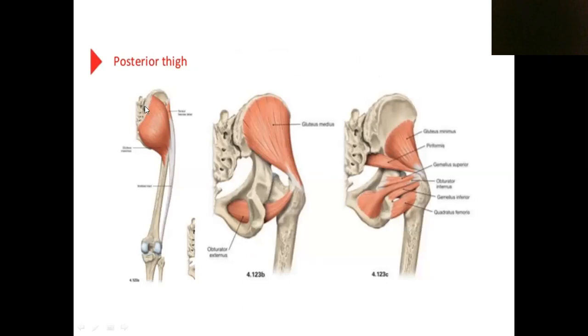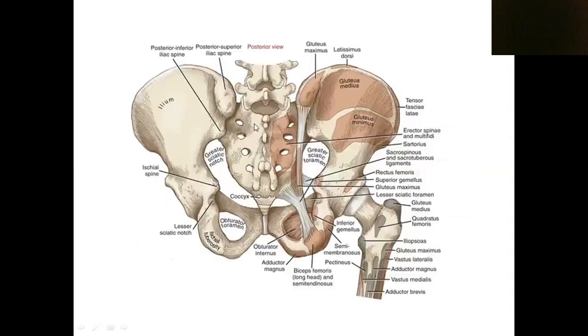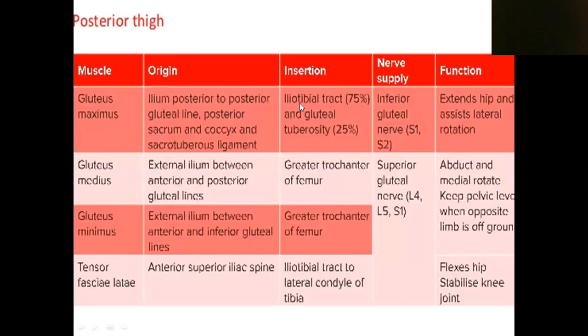So it originates from the ilium, sacrum, coccyx, and sacrotuberous ligament and is inserted to the gluteal tuberosity. Not only to the gluteal tuberosity, some fibers are inserted to this band that extends from the ilium to the tibia. That's why this band is known as the iliotibial tract. So some fibers insert to the iliotibial tract. Clear? So it is inserted to the iliotibial tract and gluteal tuberosity. Origin and insertions are clear, and it is supplied by the inferior gluteal nerve.